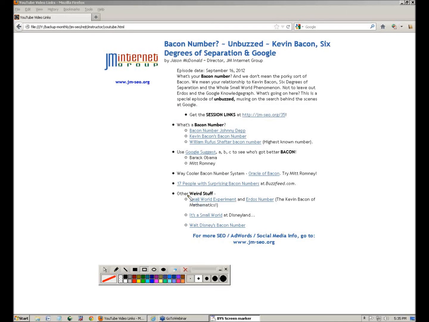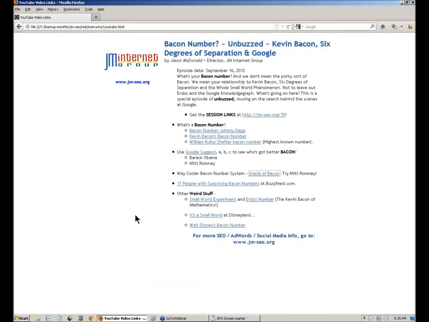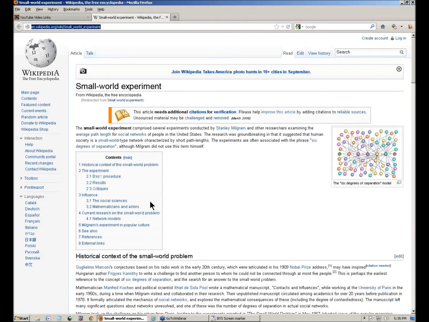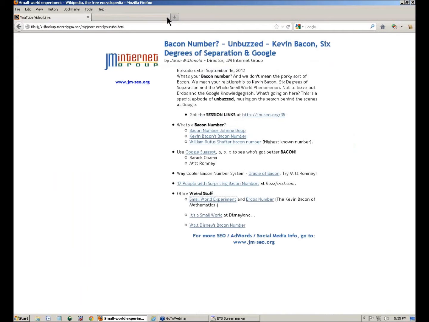Now, other weird stuff about the Bacon number. It really comes from, here's Wikipedia for you, what was called the Small World Experiment, which is way back in the early 20th century, and they were trying to figure out how many degrees of separation one person is from another, and this is where the whole 6 degrees came from. It's actually older than our friend Kevin Bacon. So that's where that came from.